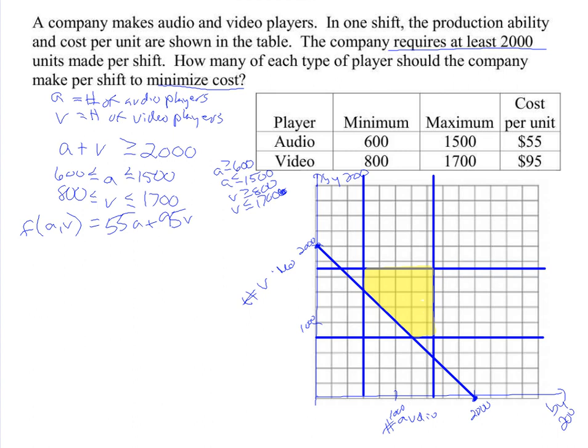So I'm going to have several ordered pairs that I've got to find. Let me go ahead and mark those on here. I have an intersection point right there, there, there, there, and there. There's actually 5 ordered pairs here that we have to deal with. So I can set up my table, A comma V, set up my function, 55A plus 95V, draw my table.